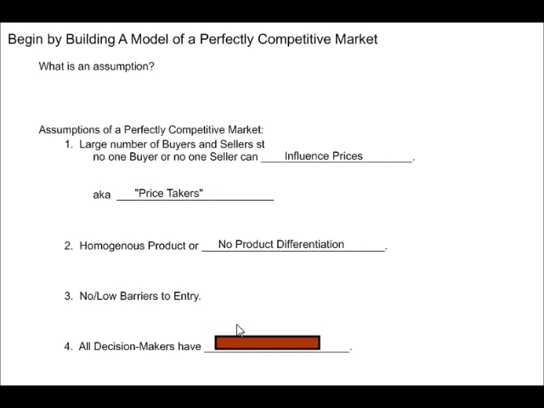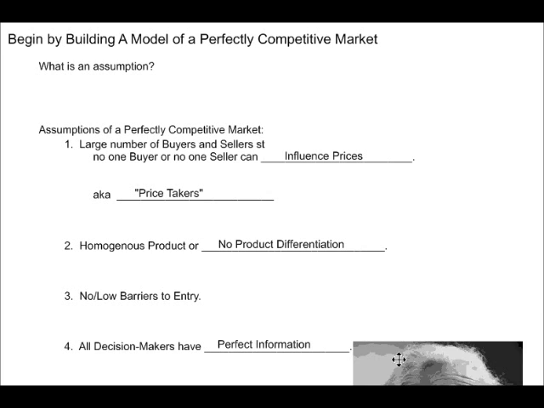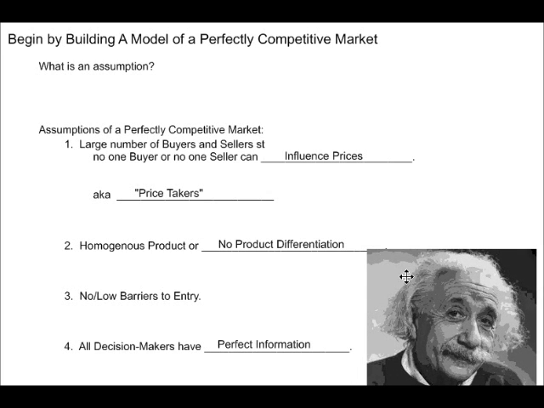And our last assumption that we want to talk about: all decision makers have perfect information. This is an assumption that I love in part because it's so ridiculous. What we're assuming is that everyone on both sides of the transaction has a tremendous amount of information about what's going on. If we think about buyers, under this assumption they know exactly what the price of all the products are.